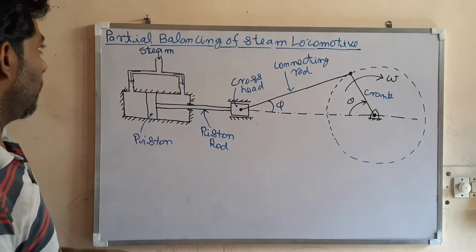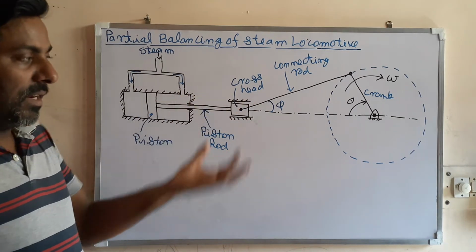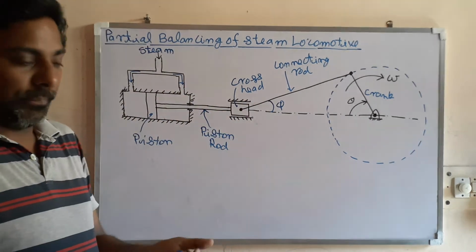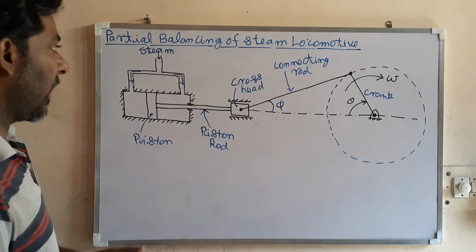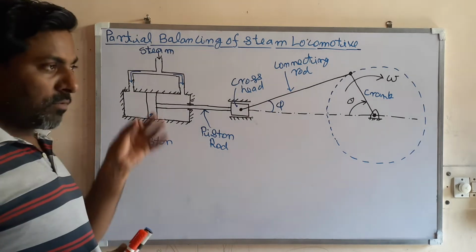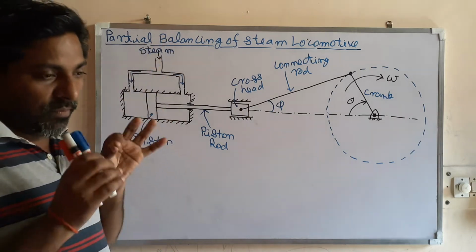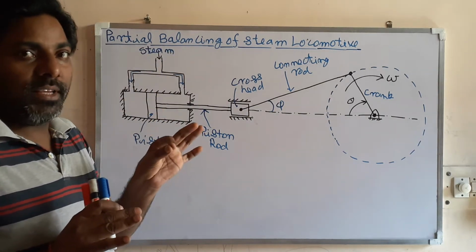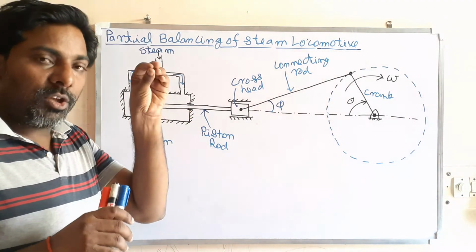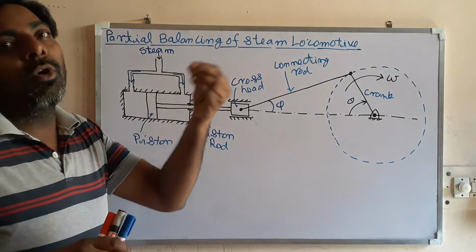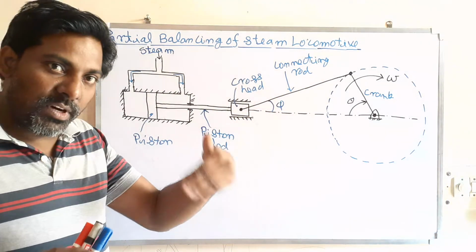Let us see first what the steam engine is and how it is used in a train, or how they are used to drive it. So what was there: we are burning the coal in the steam locomotive. By burning the coal, we are vaporizing the water, that is, converting it into steam.